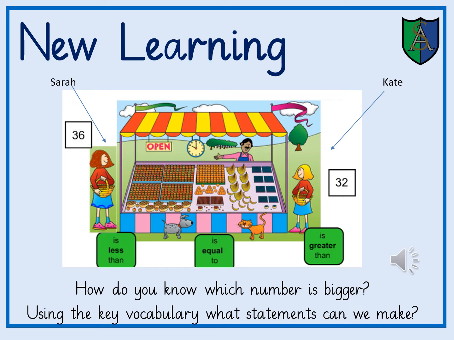Sarah has 6 ones because she has 36. Kate has 2 ones because she has 32. Which one is the greater number there? Is it 6 ones or 2 ones? Have a little think. Maybe you could tell your grown-up now. Okay, we know that 6 ones is bigger than 2. So we know that Sarah has a greater number of fruit than Kate does, because 36 is greater than 32.